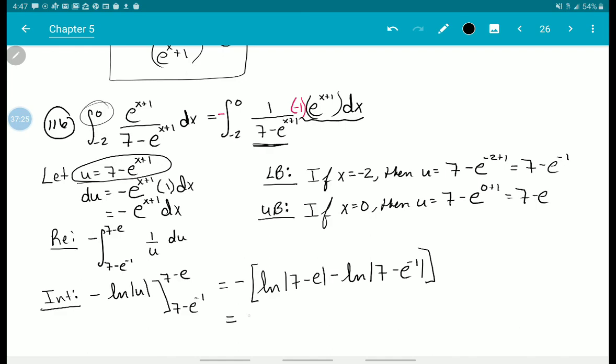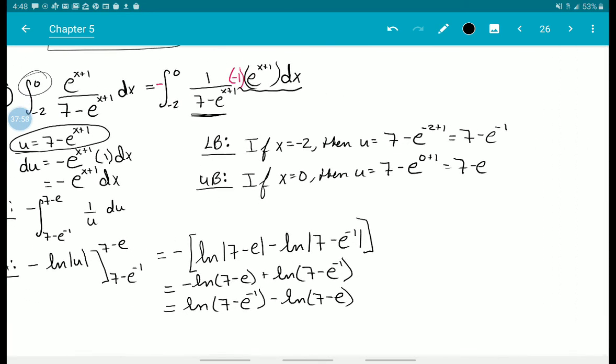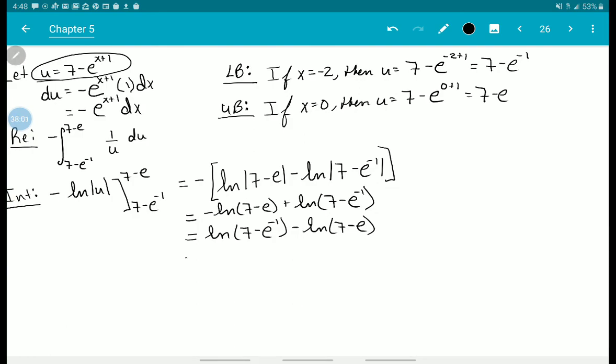So I'm going to rewrite this. I'm going to distribute that negative in there. And then I'm going to reorder. So this is the ln of 7 minus e to the -1 minus the ln of 7 minus e. We can actually combine those using logarithm properties. But before we use the logarithm properties, let's simplify this.